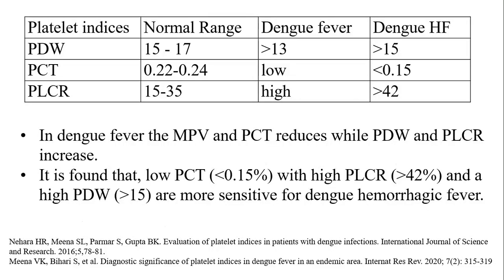So in summary, in this table, if there is a low platelet count of less than 0.15%, with a high platelet to large cell ratio of more than 42, and a high platelet distribution width of more than 50, these are more sensitive for dengue hemorrhagic fever.